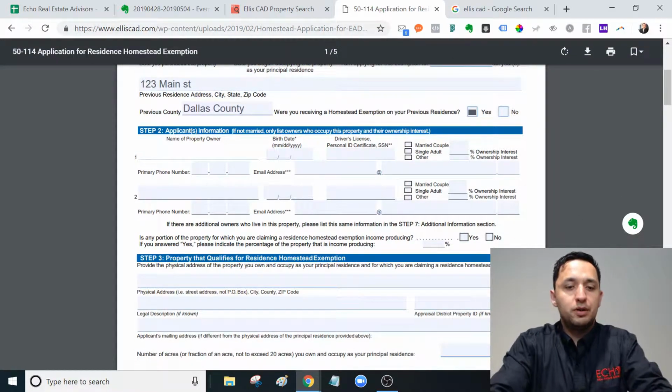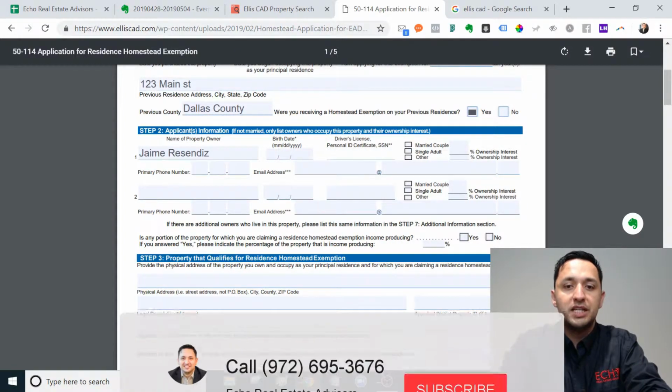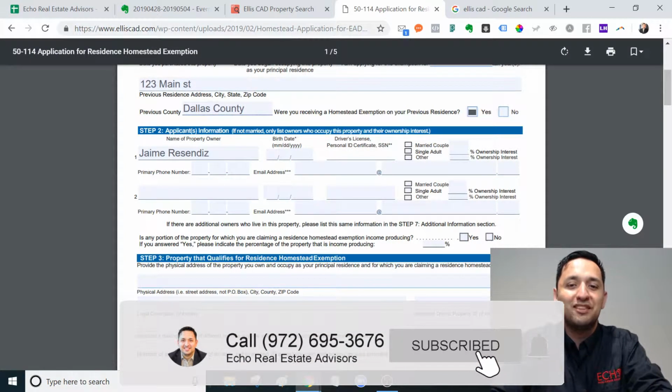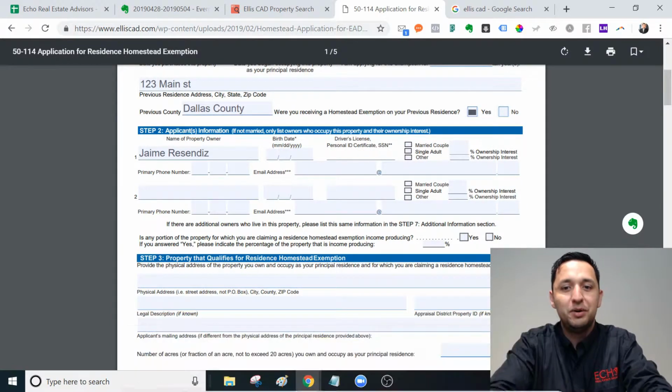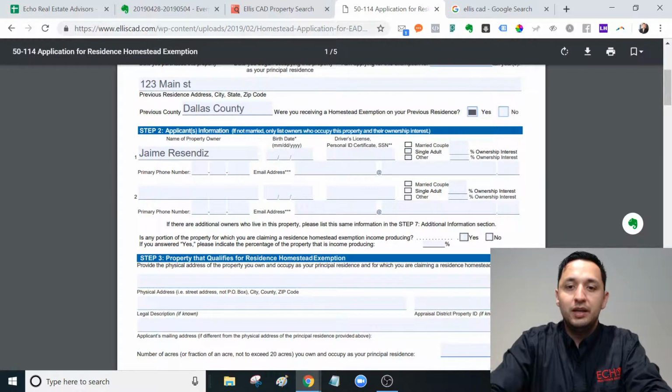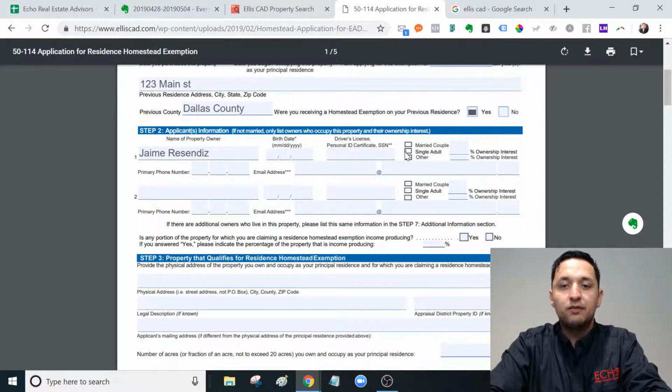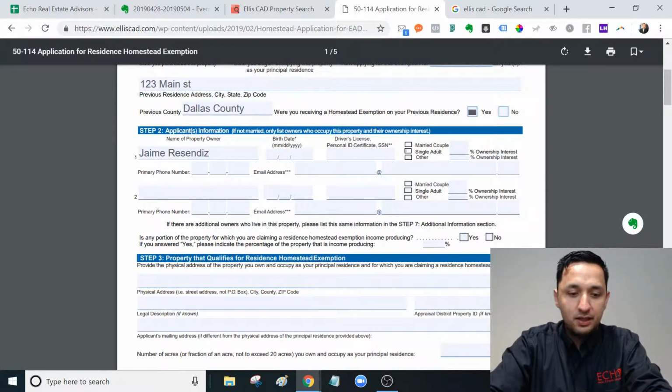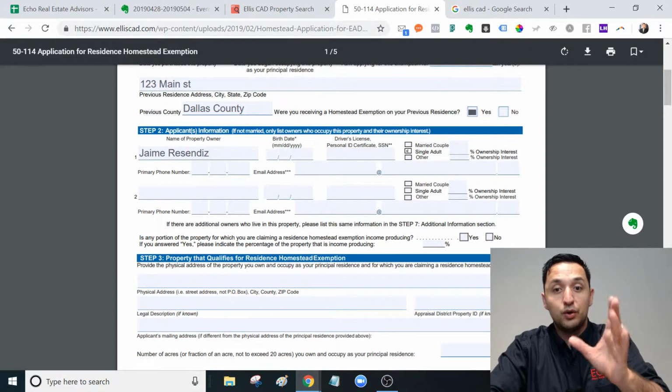Name of property owner, I'm just going to put my name. Date of birth, I'm not going to worry about that, but you would fill in your information. And of course, I won't be giving my driver's license or social security number out here, so you just put the numbers that apply to you. And I'm going to put single adult. If you're a married person, then you would of course fill that in.